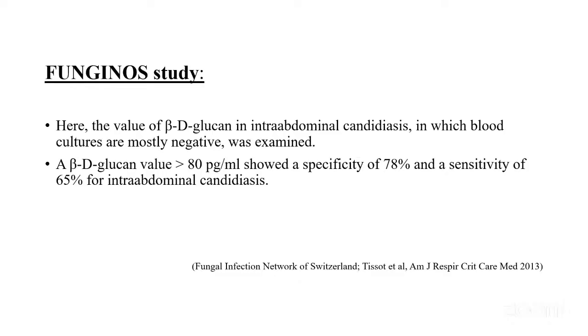In the Fungiosis study, the value of beta-D-glucan in intra-abdominal candidiasis, in which blood cultures are mostly negative, was examined. A beta-D-glucan value of more than 80 picogram per ml shows a specificity of 78% and sensitivity of 65% for intra-abdominal candidiasis.